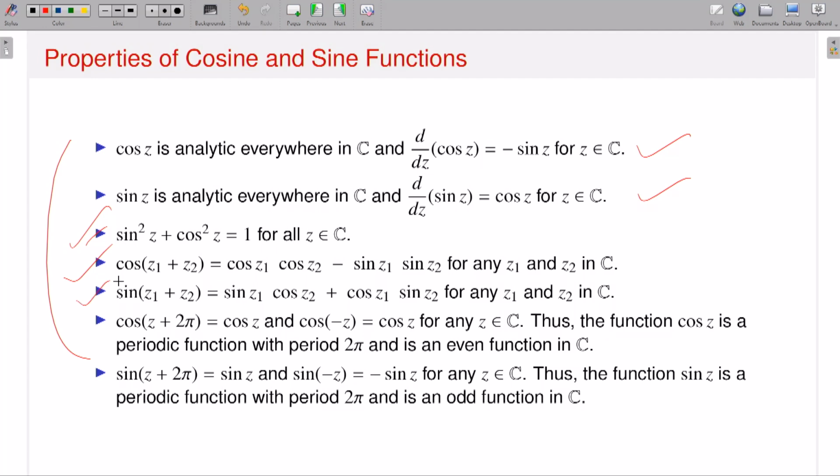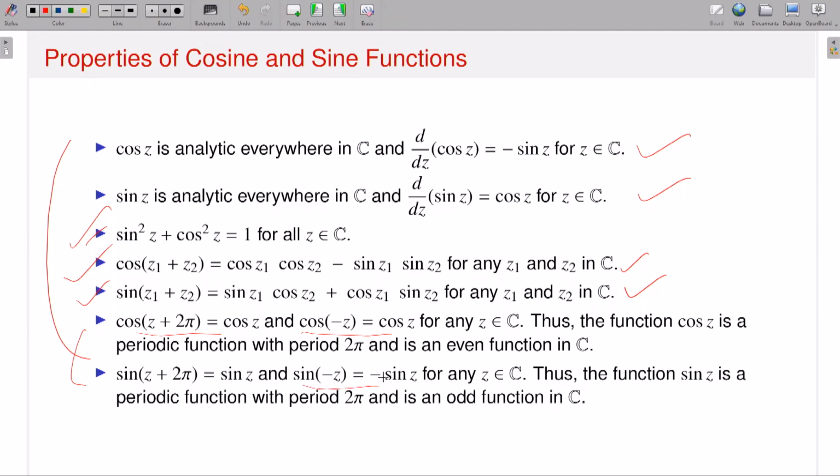That means the cosine and sine formulas: cosine of z1 plus z2 is cosine z1 cosine z2 minus sine z1 sine z2, and sine of z1 plus z2 is sine z1 cosine z2 plus cosine z1 sine z2. These are also trigonometric formulas you know in the case of real variable. These are also periodic functions, because exponential is a periodic function, and I am writing cosine and sine in terms of the exponential functions. So the period is 2 pi, cosine of minus z is cosine of z, sine of minus z is minus sine z.